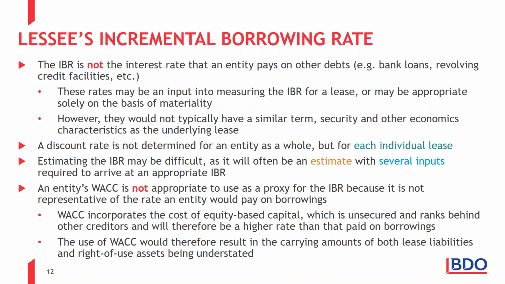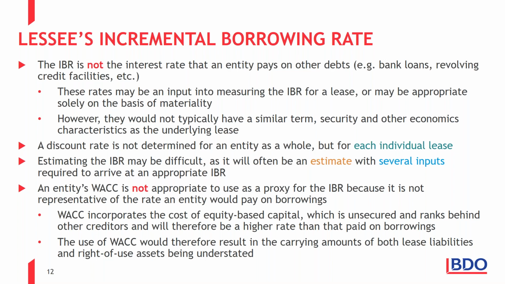The other thing that's important, an entity's weighted average cost of capital is not appropriate to use as a proxy for the IBR, because it's not representative of the rate an entity would pay on borrowings. This is as a general rule, a general starting point. But as always, there might be situations where it could be appropriate if all the facts and circumstances line up, and we'll discuss some of that a bit later.